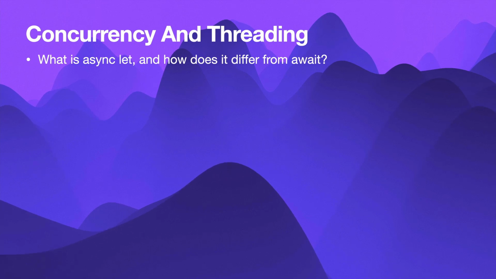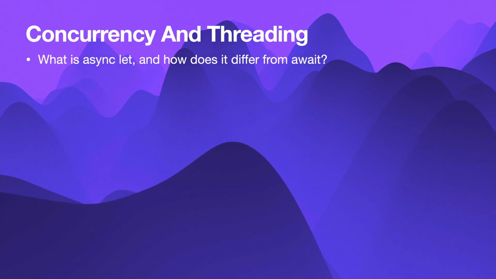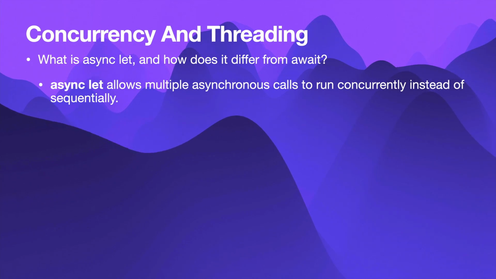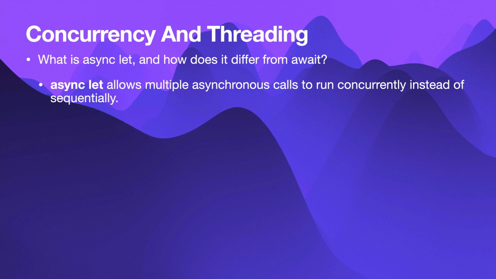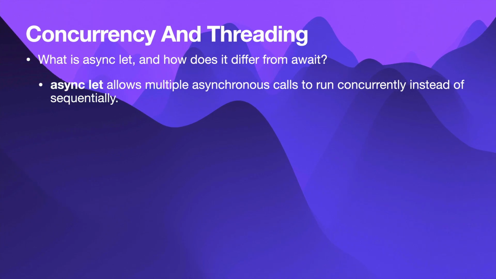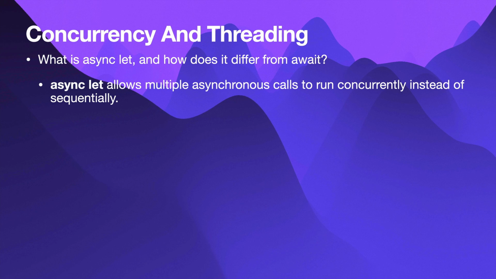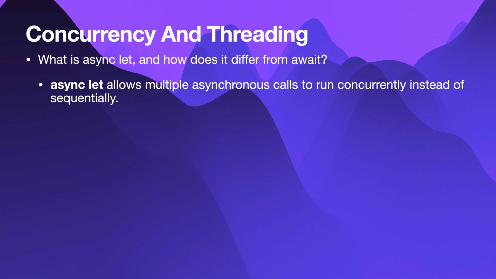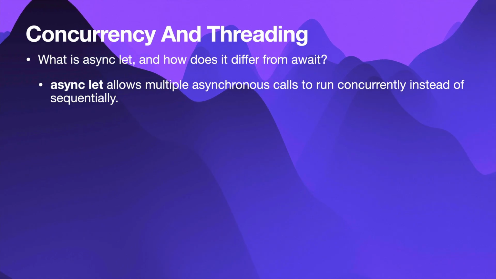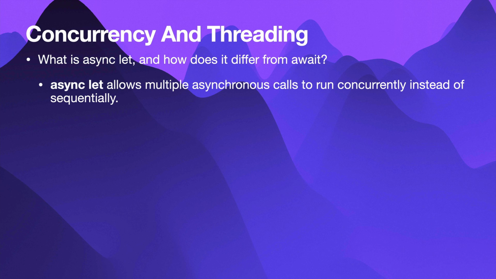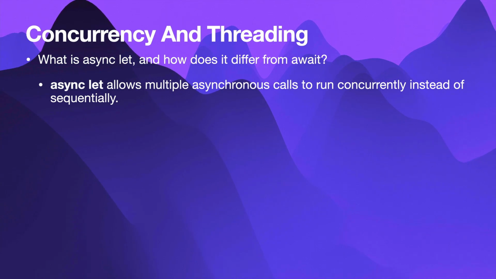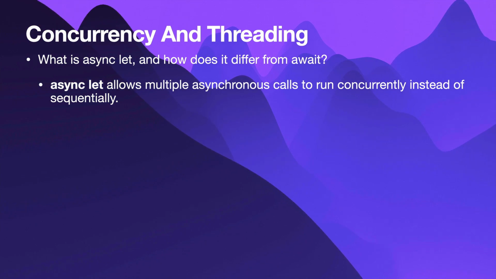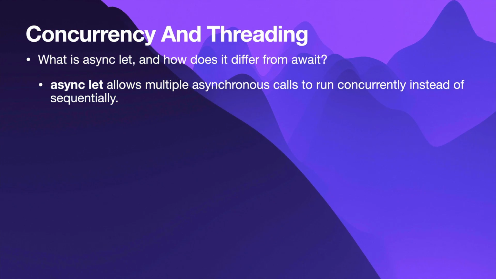Next up, what is async let and how does it differ from await? So async let, let's go ahead and dive in, allows multiple asynchronous calls to run concurrently instead of sequentially. Even when using the await keyword, that essentially creates a suspension point in your code, and your code can't go any further until that process completes. When you say, hey, wait for this to complete, then I can continue. So you do get sort of this synchronous or inline behavior with your code when using async await. Well, async let allows you to circumvent that by allowing multiple asynchronous calls to run concurrently instead of sequentially.